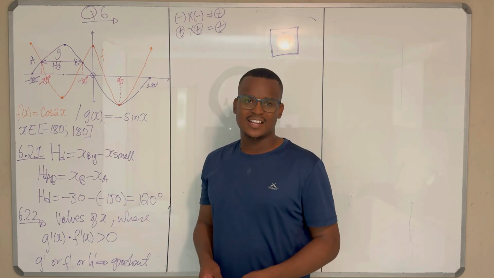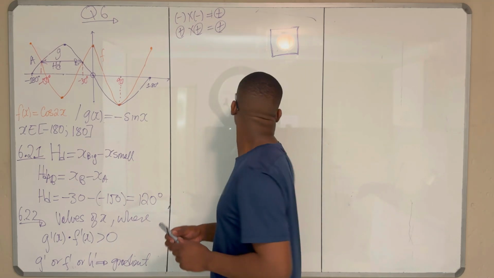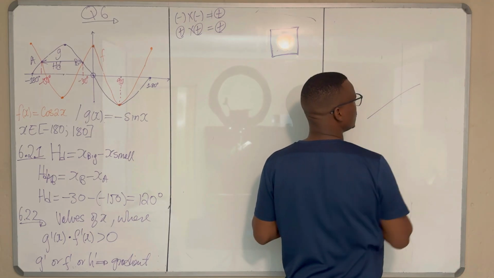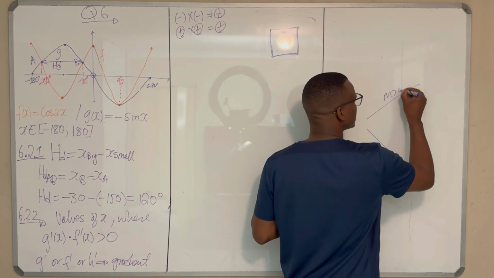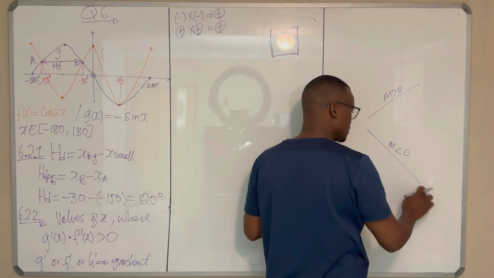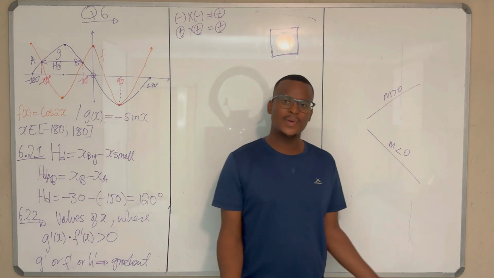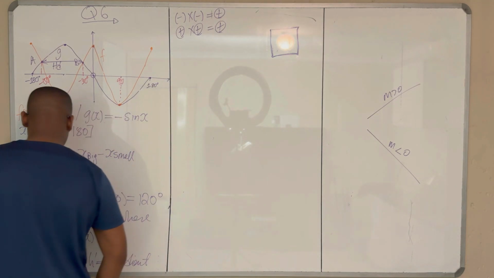When your function is increasing, the gradient is positive, right? Because if you look at a straight line like this, you say it has a positive gradient. This one has a negative gradient. So the gradient here is positive and the gradient here is negative. This function is increasing and this one is decreasing. So you use similar logic. Let's look at these functions here.